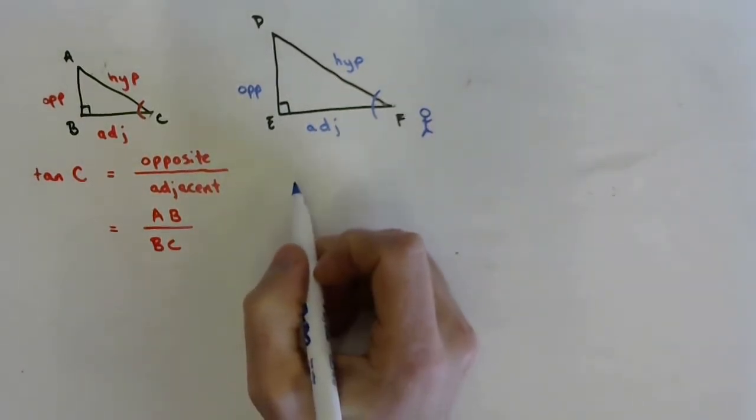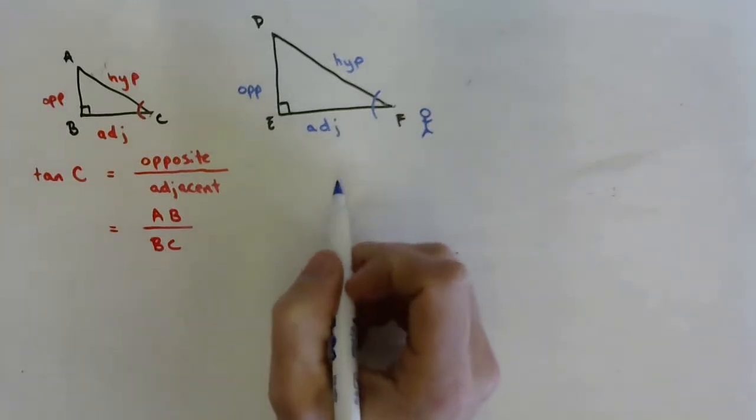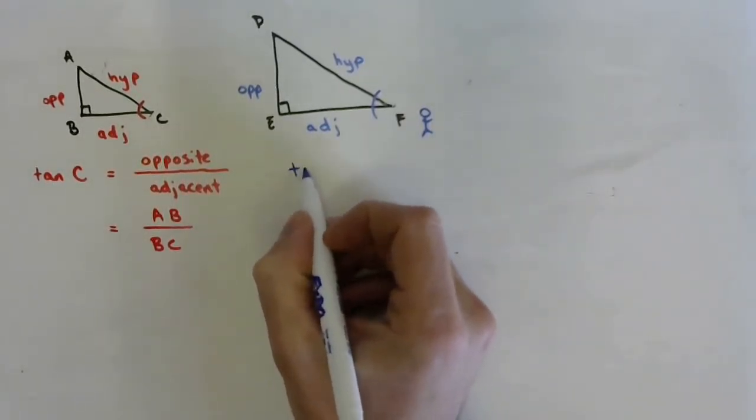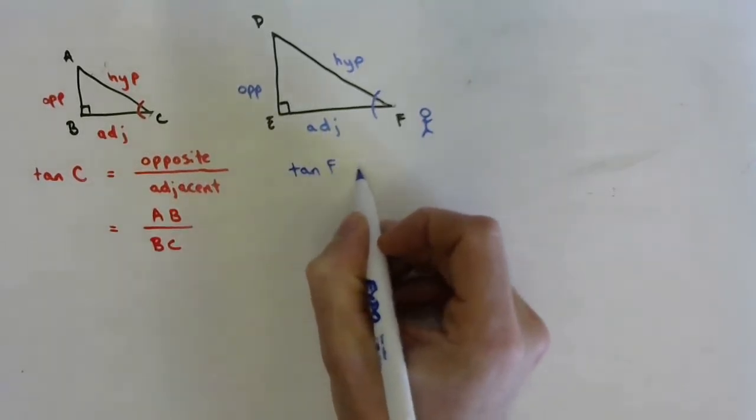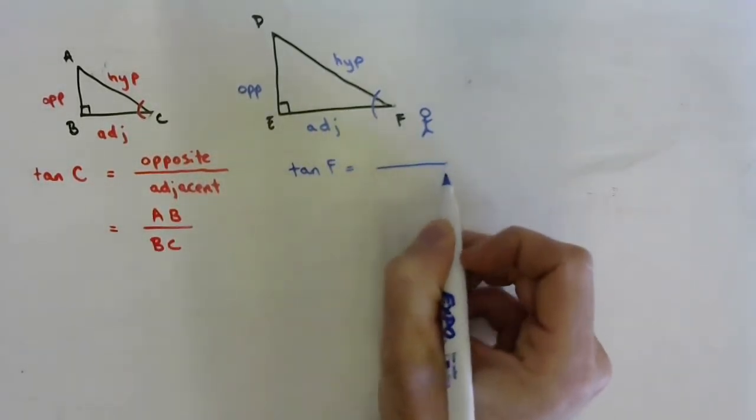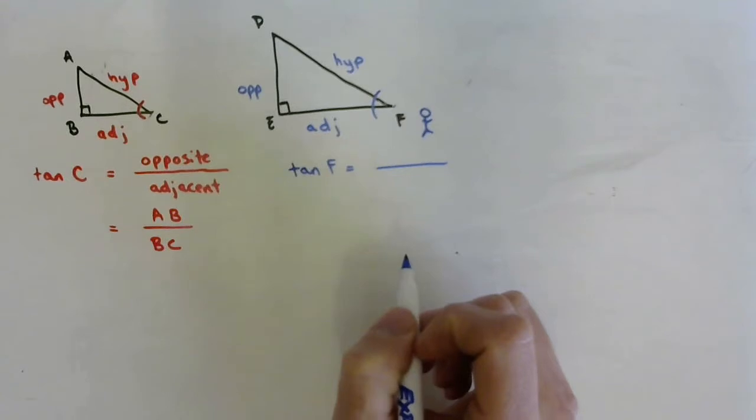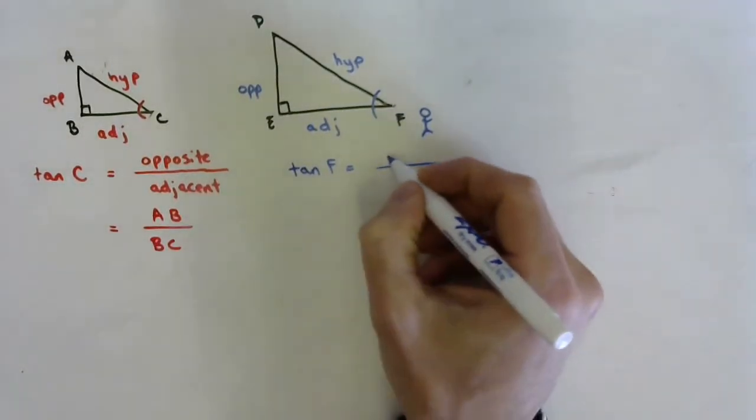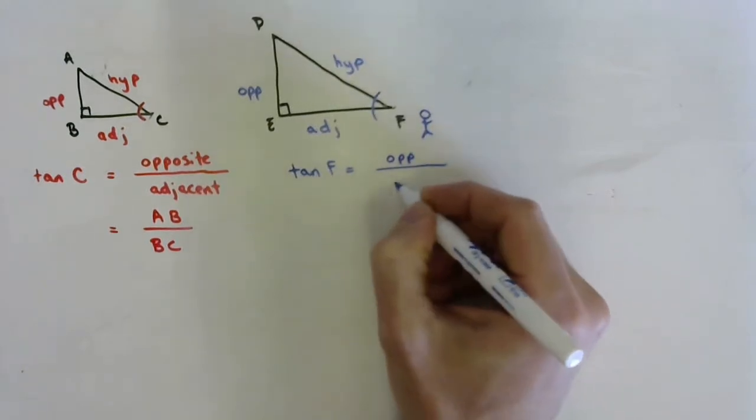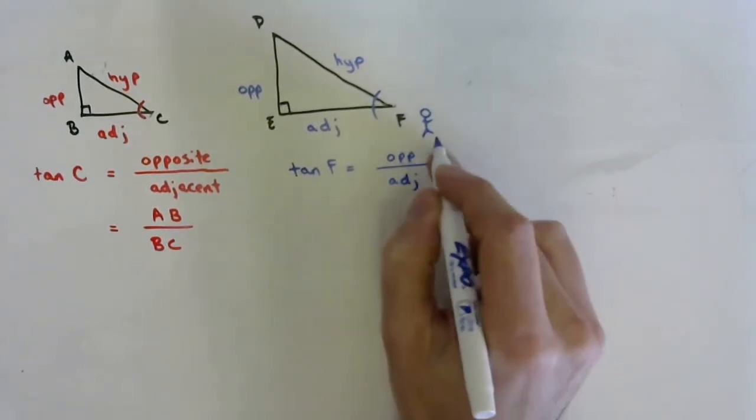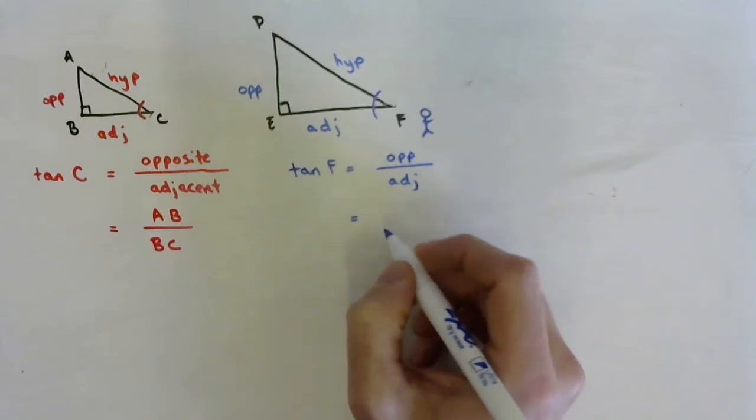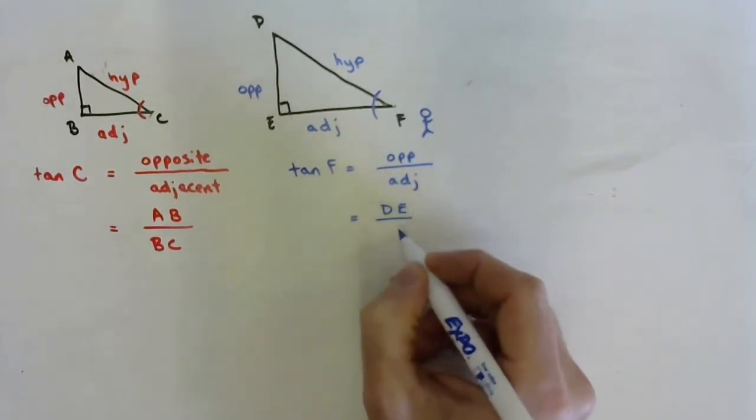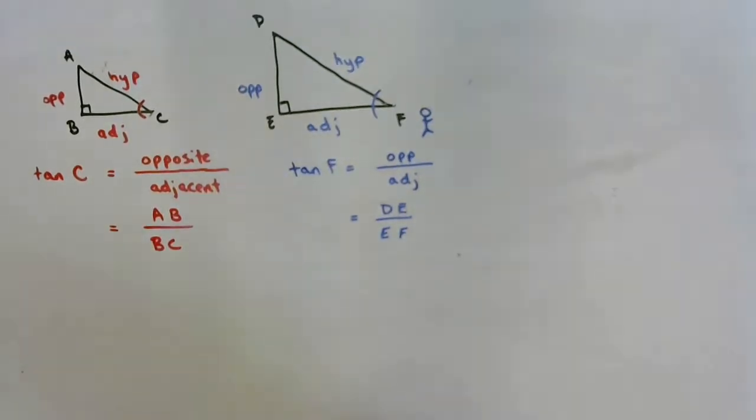All right. You try to do that faster than me in the blue triangle, the bigger triangle. We're looking for the tangent ratio of F. It's a ratio, so I know it's going to be a comparison of two numbers in fraction form. I know it's going to be op over adj, and then I can name those side lengths. That's DE over EF.